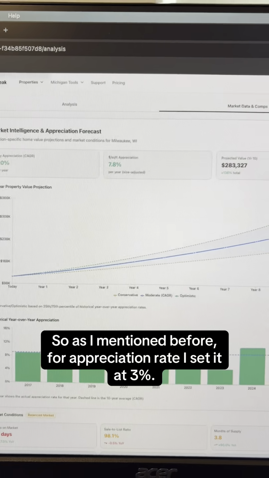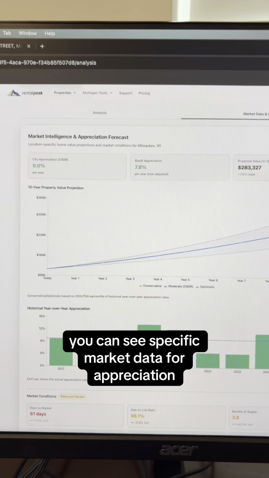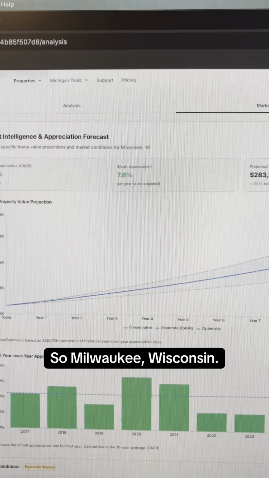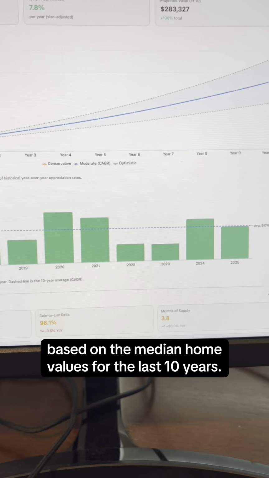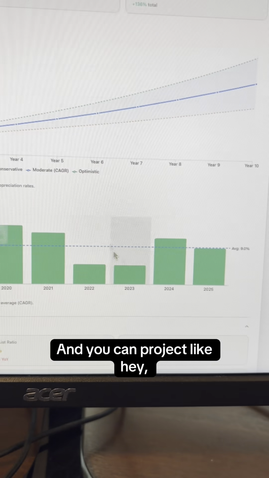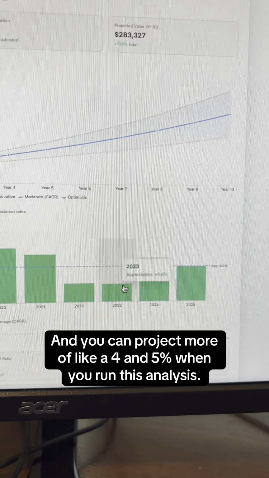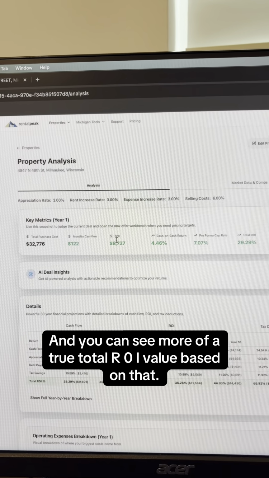So as I mentioned before, for appreciation rate, I set it at 3%, but on the market data and comps tab, you can see specific market data for appreciation in the area that this property is in. So Milwaukee, Wisconsin, you can see the average appreciation rate based on the median home values for the last 10 years. And you can project like, hey, 3% might actually be a little low for this market, and you can project more of like a 4 or 5% when you run this analysis, and you can see more of a true total ROI value based on that.